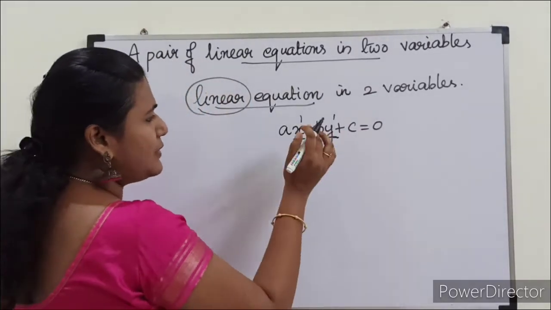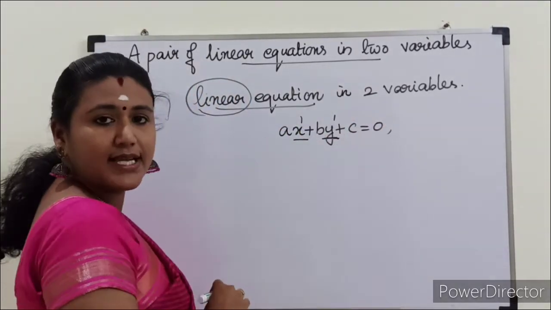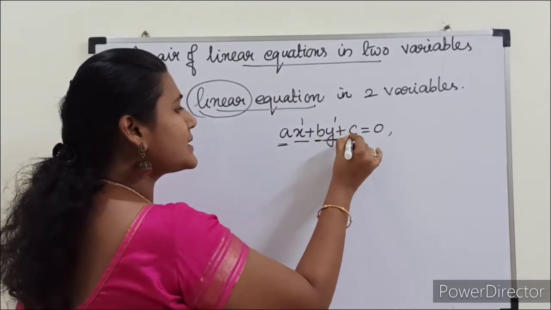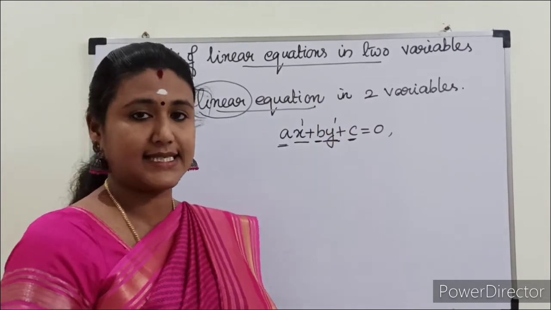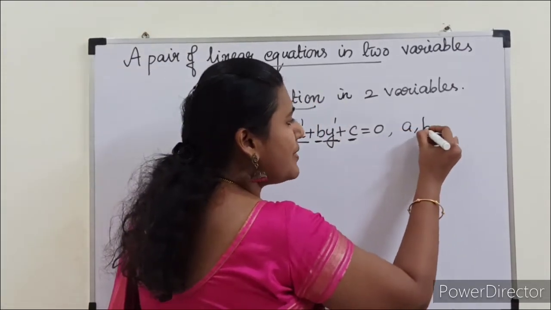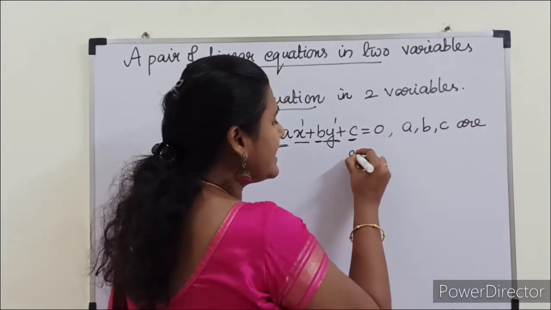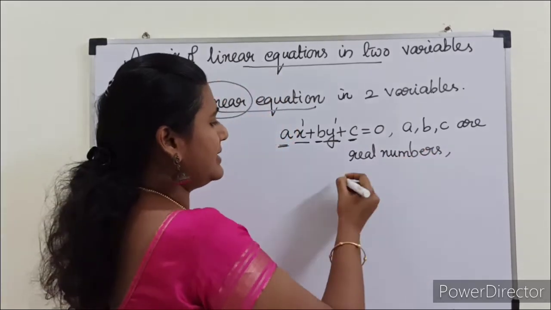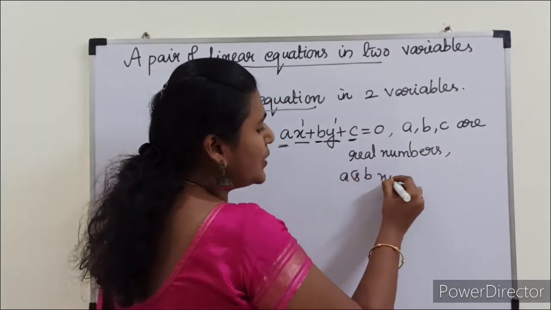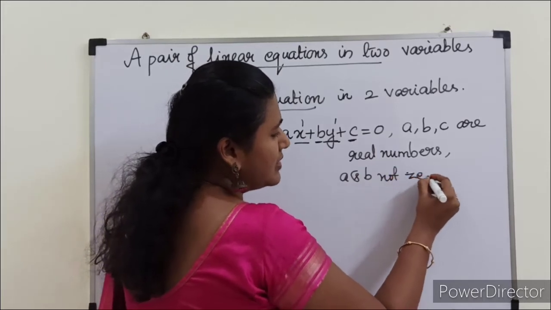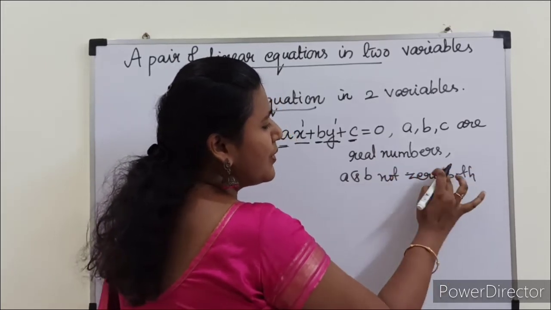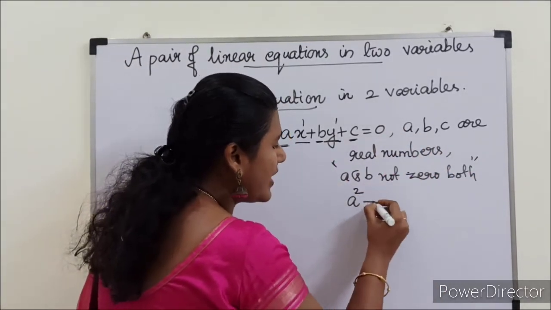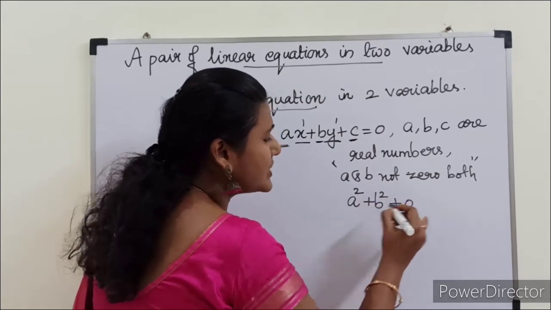Now, we will see the standard form. We have seen the standard form ax plus by plus c equal to 0. Now, what about these values a, b and c? These values a, b and c are real numbers, and we have one more condition, that a and b should not both be 0. This condition we can write as a square plus b square not equal to 0.